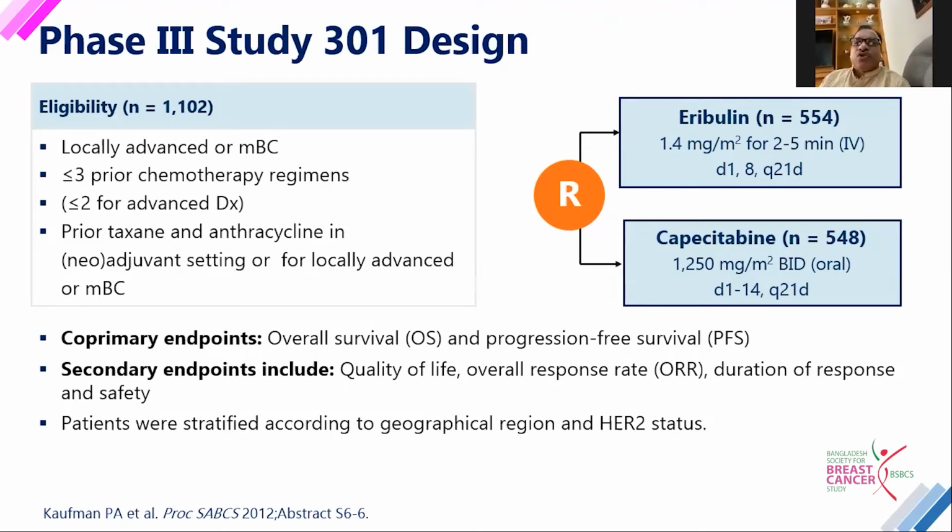One group received Eribulin 1.4 mg per meter square, short IV infusion, day 1 and day 8, at 21-day intervals. The other group received capecitabine, 1250 mg per meter square, twice daily orally, day 1 to day 14, at 21-day intervals. The co-primary endpoints were overall survival and progression-free survival. Secondary endpoints included quality of life, overall response rate, duration of response, and safety profile.